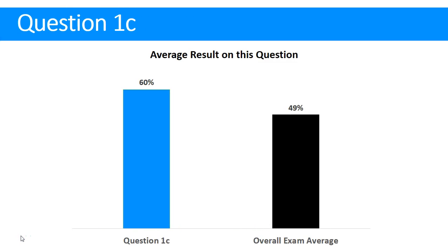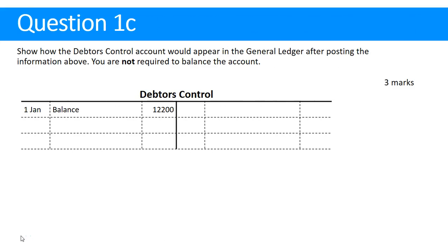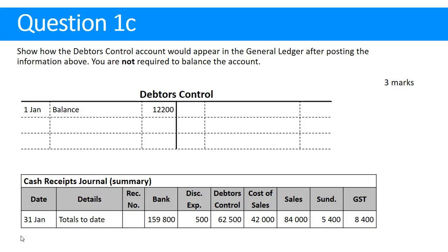Question 1c was again very well done with an average of 60%. What we're asked to do was show how the debtors control account would appear after posting the information above. You are not required to balance the account. So what we were given was journals. We were given the cash receipts journal, the cash payments journal, and both credit journals. What we need to take out of those is the journals that will affect debtors control.